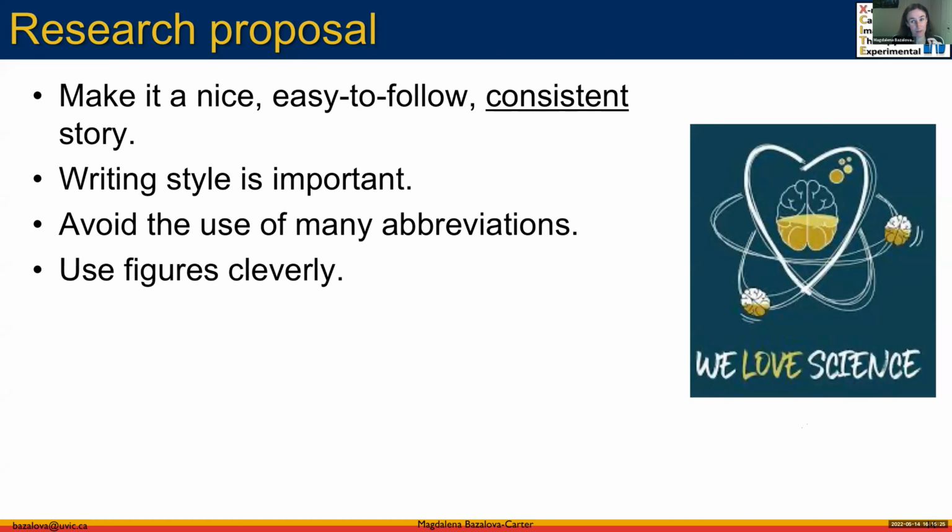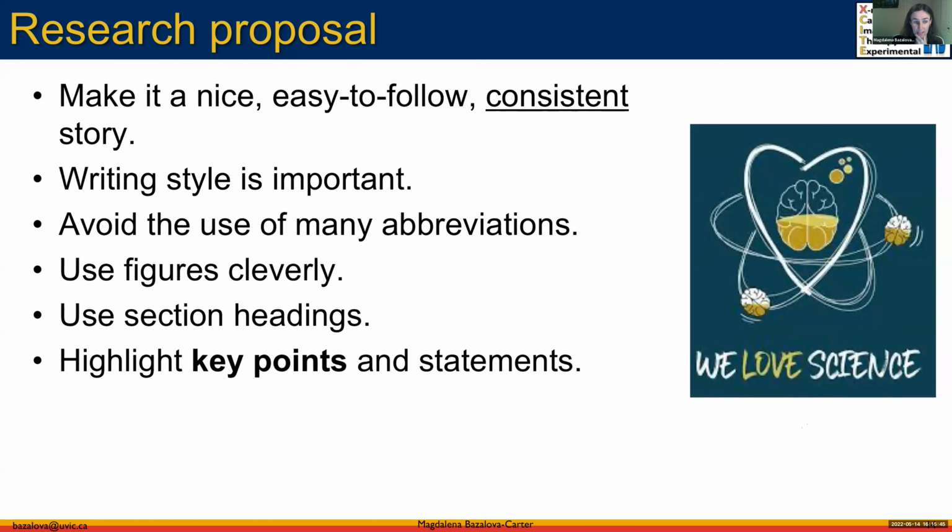Absolutely use figures, but use them cleverly. If it's a 12-page proposal, you don't want to be spending 3 pages on just figures. You have to make sure that there's enough text to describe the figures or captions in the figures, and the figures have to be legible. Font sizes have to be large enough so that people can actually see them. I highly recommend using section headings, as well as highlighting key points and statements. Just use bold text, use italics, but make sure that some parts of your proposal are highlighted so that the referees can go back again and just read these key points, and they will get the full story the second time they read it.